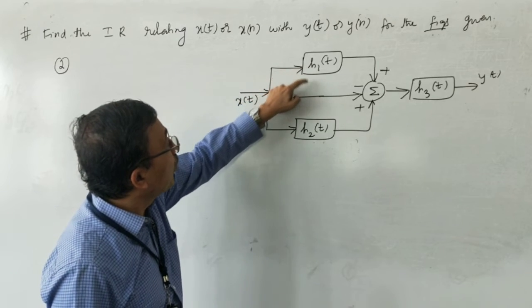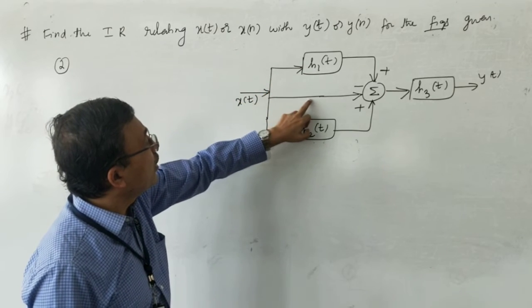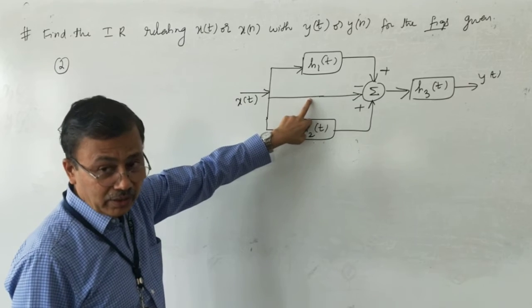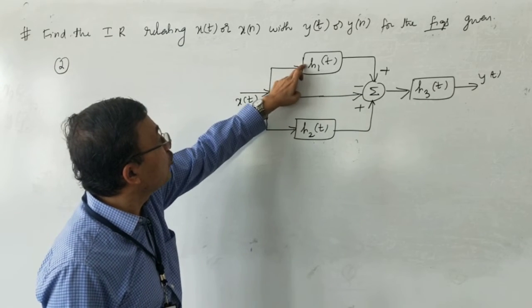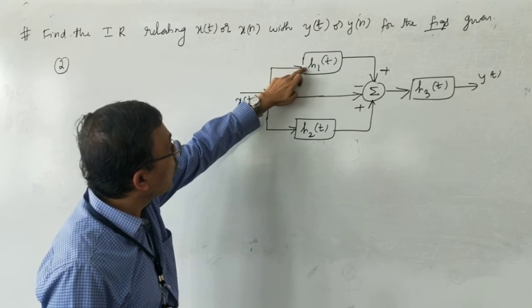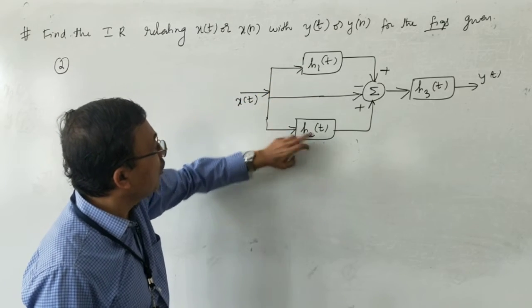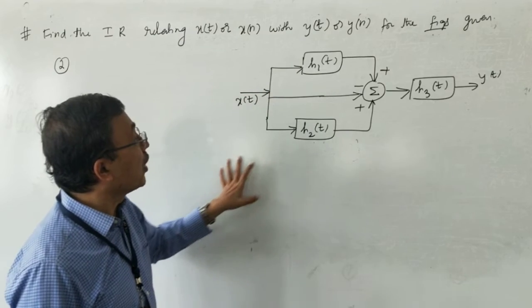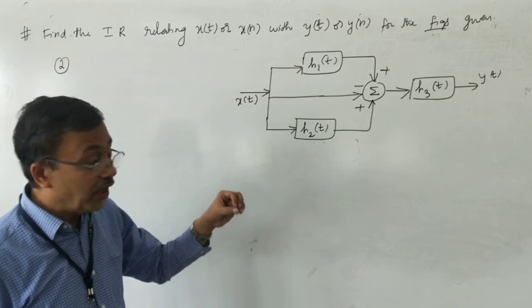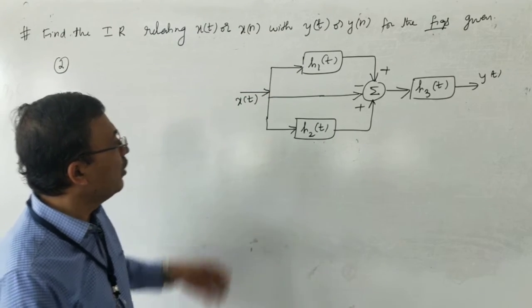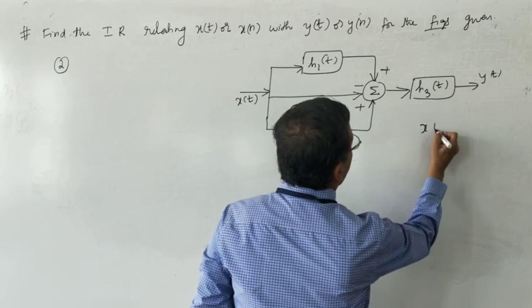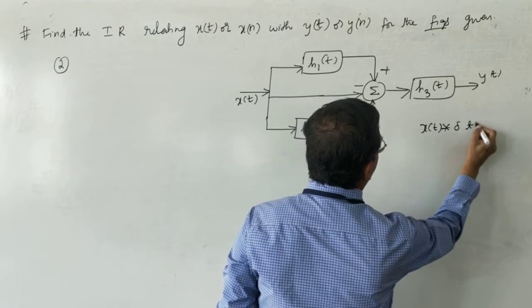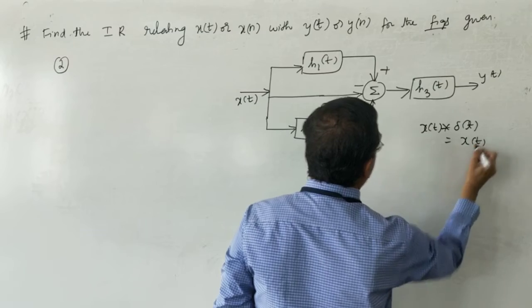You will feel that there are three blocks in parallel. So you think the impulse response of this block is 1. So we will add 1 plus H1 of T minus 1 plus H2 of T will write. That is wrong. You are adding impulse responses. For convolution operation, delta of T is identity operator. That means X of T convoluted with delta of T is X of T.